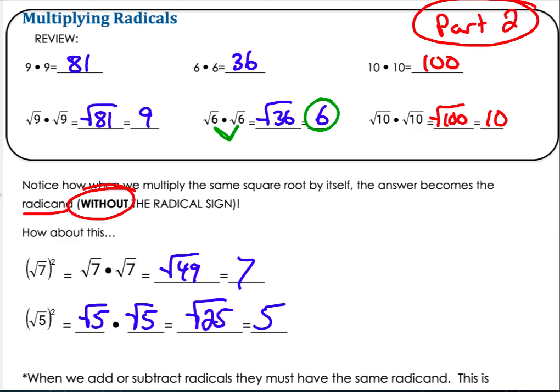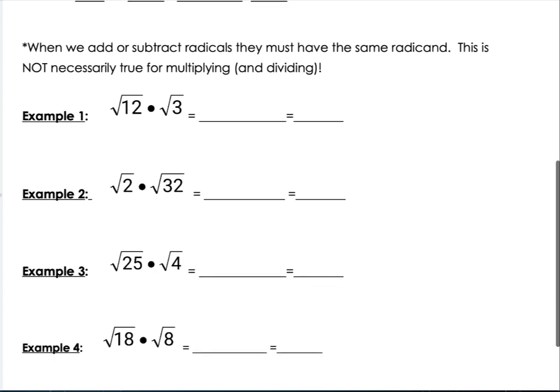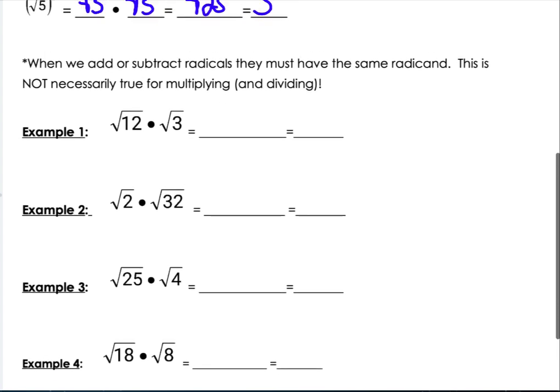All right, so when we added or subtracted, they had to have the same radicand, meaning the same square root piece. This is not necessarily true for multiplying and dividing. Think of it as we want to put these pieces back together and then pull them apart using our perfect squares if we can.